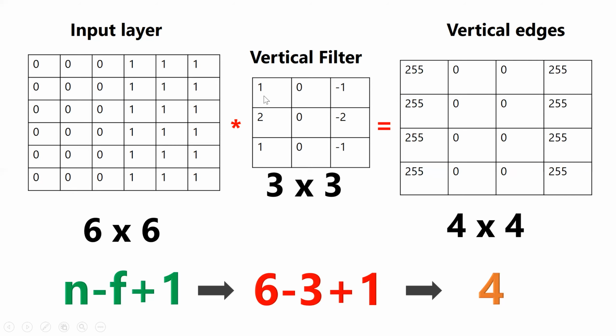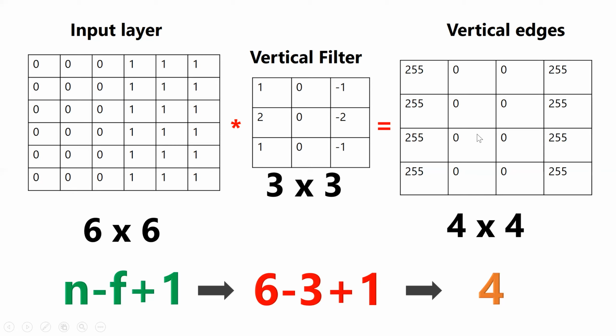For the horizontal filter, it's the same, we just need to transpose this complete matrix and perform the same thing, right? And one more thing, if you notice here, our input layer was 6 cross 6, but our output layer is 4 cross 4. There is a difference between the size of the input layer and the output layer, right?